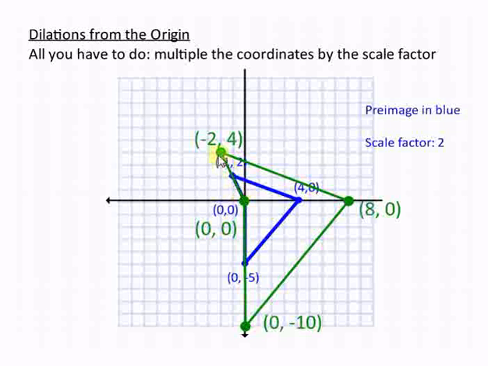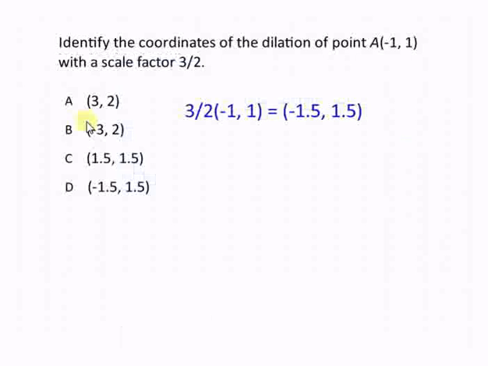The way we find the new coordinates is simply to multiply each of the old coordinates by the scale factor. So for example, if we have the point -1, 1 and a scale factor of 3/2, we just multiply -1 by 3/2, and we multiply 1 by 3/2, and we find the new coordinates.